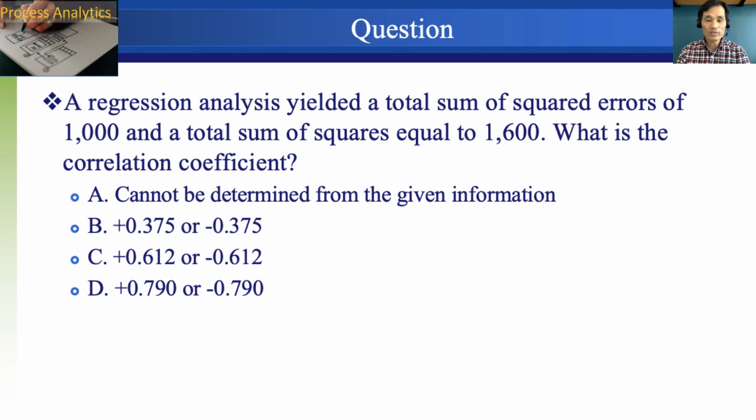So the answer for R square is 0.375. Now, correlation is, you have to take the square root of that, right? So if you do that, then R is going to be the square root of 0.375, and that is plus or minus 0.6123. So the answer is C.